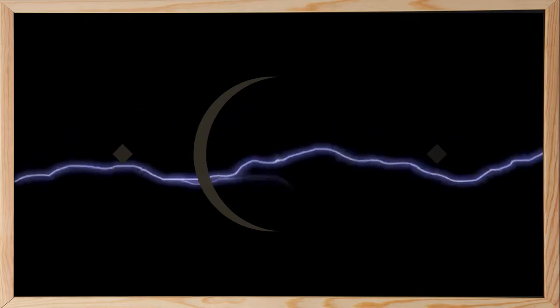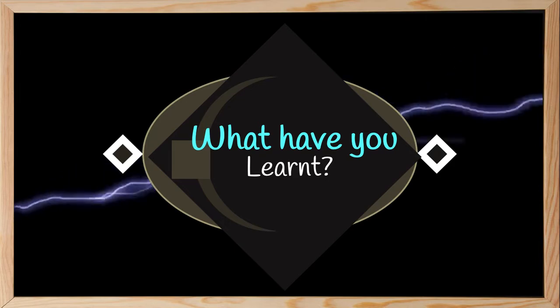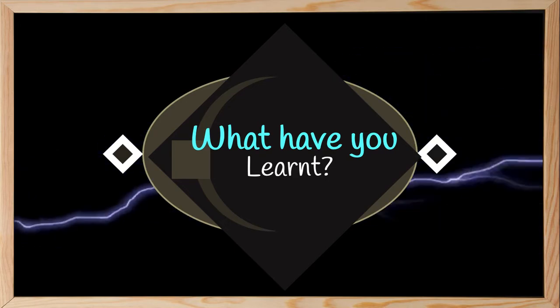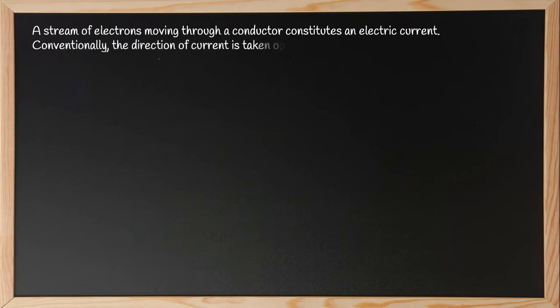In this video, we will discuss what we have learned. We will brief up, or summarize, everything that we have learned in this chapter, electricity. A stream of electrons moving through a conductor constitutes an electric current. Conventionally, the direction of current is taken opposite to the direction of flow of electrons.